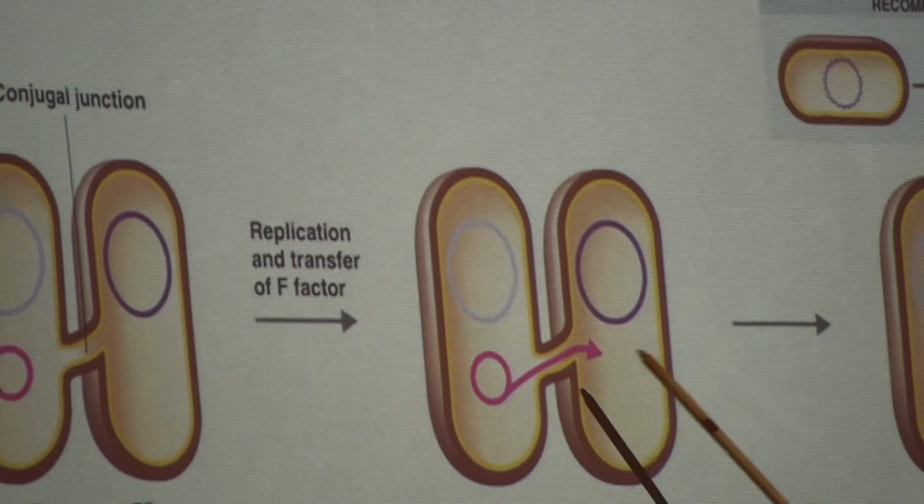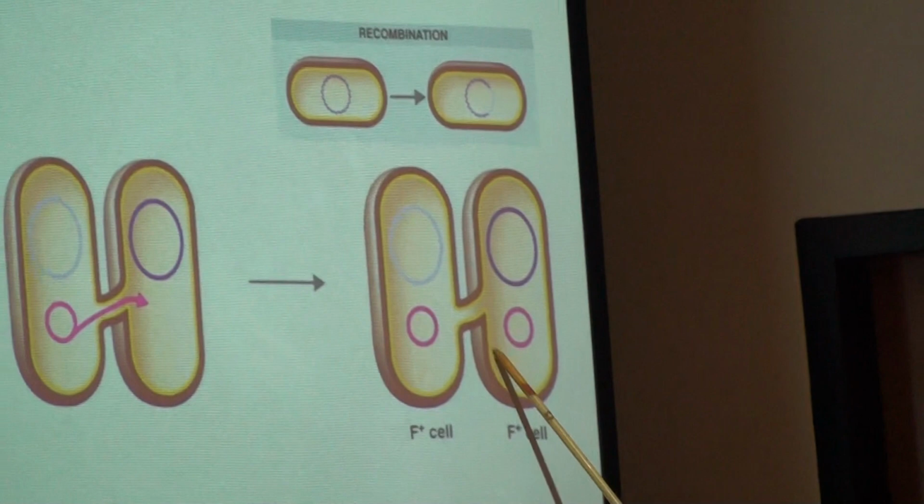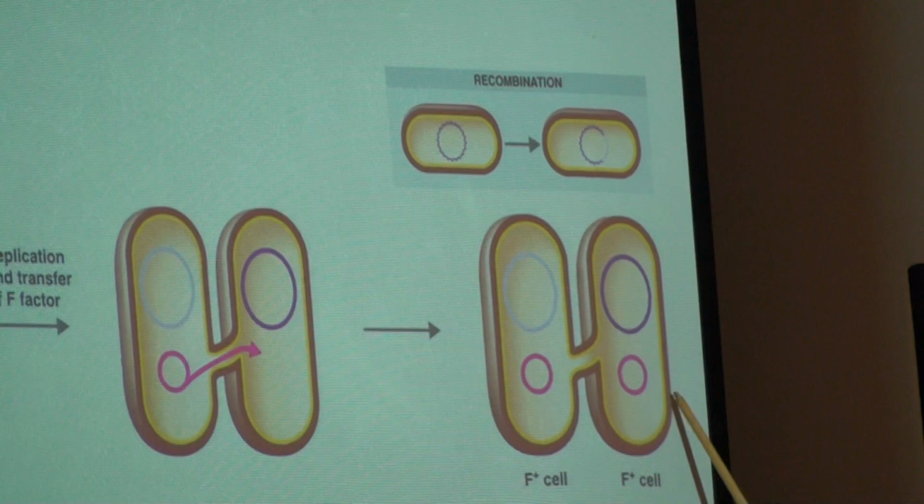And here we see the mating that's been completed. The male still remains male, still has a copy of the F plasmid. But now the female, since she has a copy of the F plasmid, she is no longer a recipient, she's no longer female. She is now what? Yes. She's now a male donor, right?